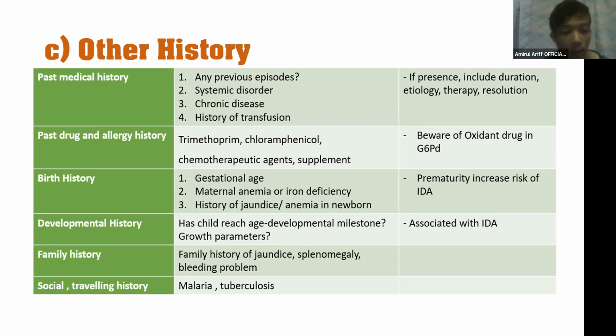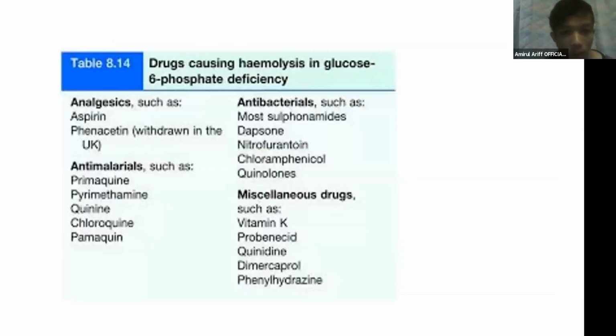And we ask regarding social history, like traveling history. We want to rule out malaria and also tuberculosis as causes of anemia in the child. So this is an example of drugs that we call G6PD oxidants.